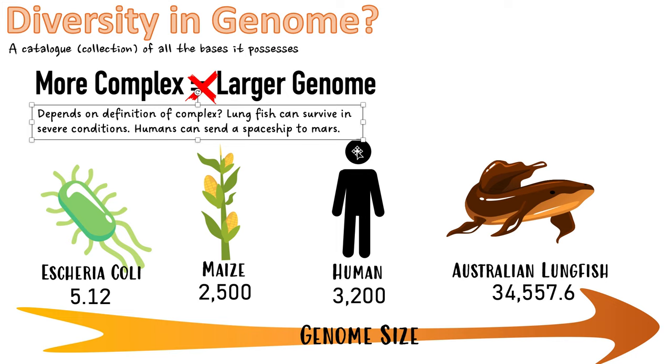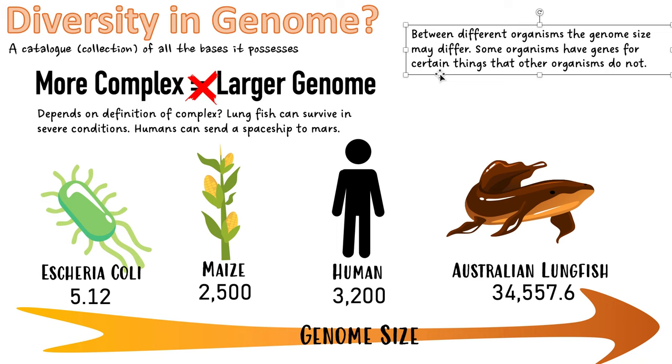So yes, humans can send a spaceship to Mars. That's true. But this organism can survive in insane amounts of severe conditions that humans can never survive. So perhaps because it can survive in all these conditions, it has a larger genome to be able to have genes to adapt to all these environments, whereas humans cannot survive in those environments. So just know that there is no real relationship between the larger the genome, the more smart the organism is, okay? Just know that that's not true.